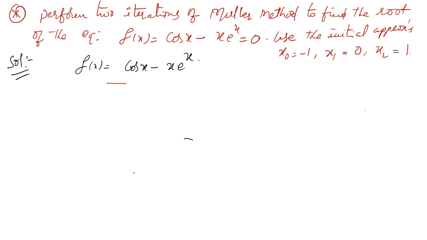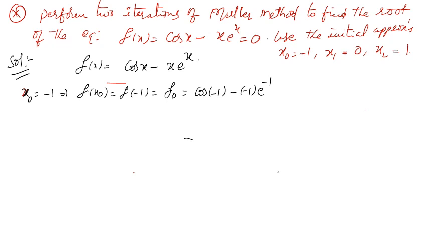Now this is the function f of x. From this function f of x, x0 equal to minus 1 implies f of x0, nothing but f of negative 1. The simple notation is f0. F0 stands for f of x0. So this is cos of minus 1 minus minus 1 into e power negative 1. Take negative 1 in terms of radians. Its value is 0.90818175.